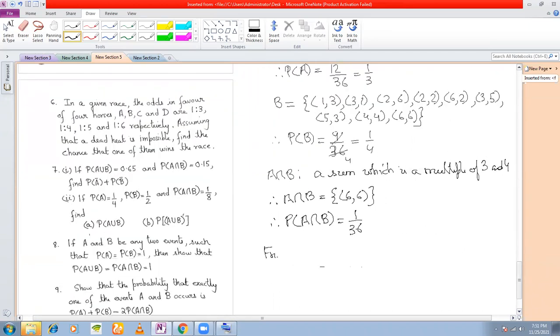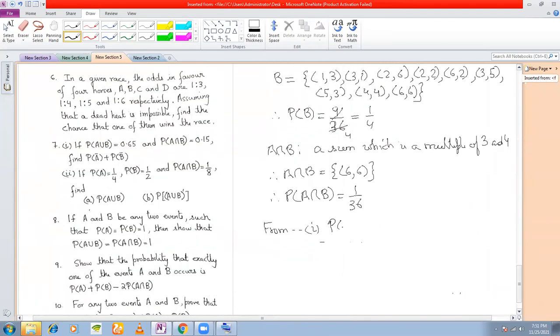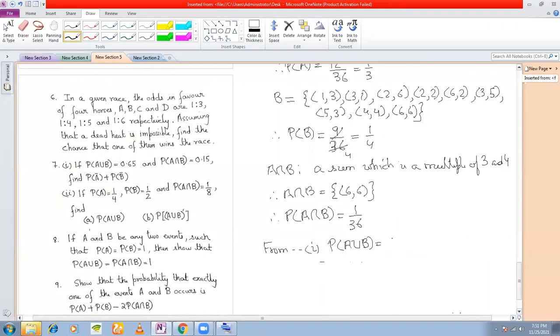Yes, sir. So from the addition theorem, if we labeled it as 1 here, right? Okay, we have not labeled. Addition theorem, we have to find P(A union B). So what is P(A union B) here? From 1, PA plus PB, or let me write the values here. How much is PA? PA is 1 by 3 plus PB is 1 by 4 minus P(A intersection B), 1 by 36, right? So you take the LCM and you will calculate this to be 5 by 9.